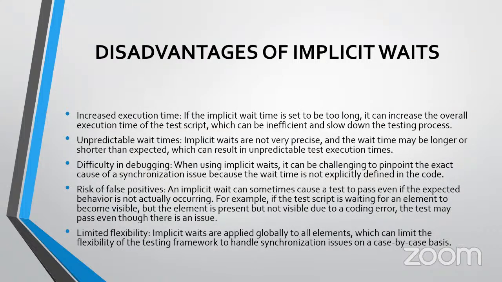With the disadvantages, first, increased execution time. If the implicit wait time is set too long, it can increase the overall execution time of the test script, which can be inefficient and slow down the testing process. I think some of you were mentioning this earlier. Second, unpredictable wait times. Implicit waits are not very precise, and the wait time may be longer or shorter than expected, which can result in unpredictable test execution times.